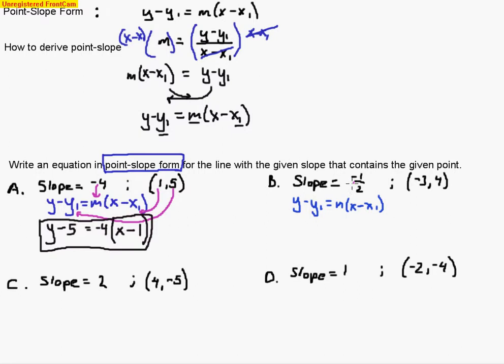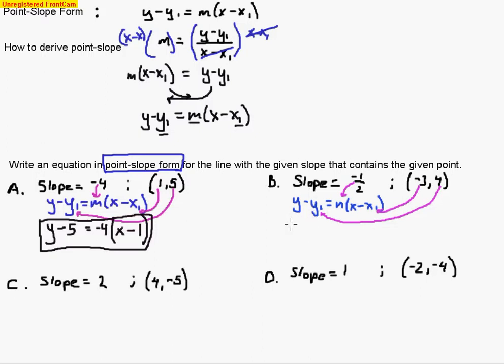We're going to put that number in for m. We're given the x value of -3. That goes in for that x1 value right there. And then 4, that is our y value of the point. So that goes in for y1. And then we go ahead and do the substitution.